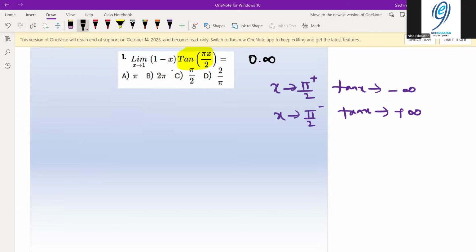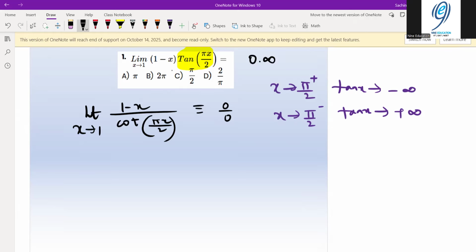So what we can do is convert it to the form 0 by 0 by writing tan of pi x by 2 as 1 by cot pi x by 2. So now I can write (1 minus x) by cot of pi x by 2. Now this is in the form 0 by 0, which you can solve using standard methods. You can use either L'Hopital rule or you can try to apply any standard limit, right?